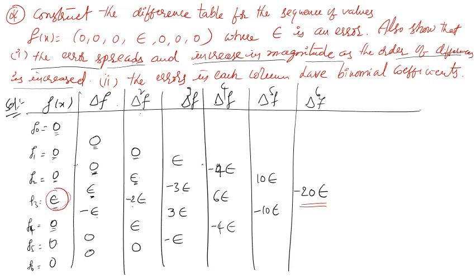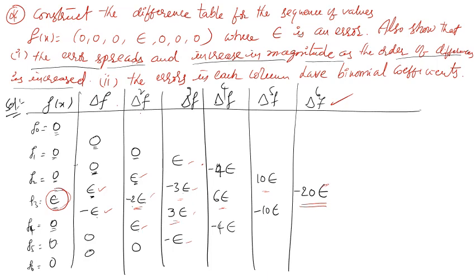Here only one error in the data. Now here there are 2 errors. Here there are 3 errors. Here 4 errors. Like that. So error is increasing. Error spreads in each difference table and increases in magnitude. First it is epsilon only, then it is 2 epsilon. Forget about the sign because error is always taken in quantity. 3 epsilon is there, next 6 epsilon, next 10 epsilon, next 20 epsilon. So error is increasing in magnitude when the differences are increased, right?